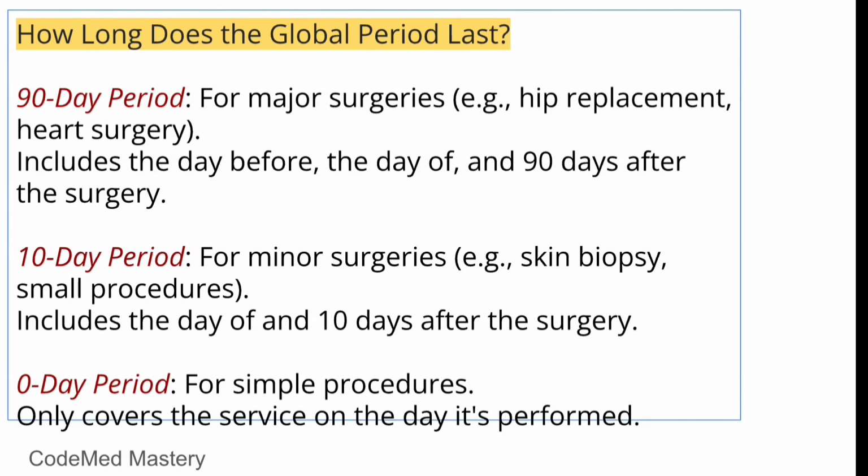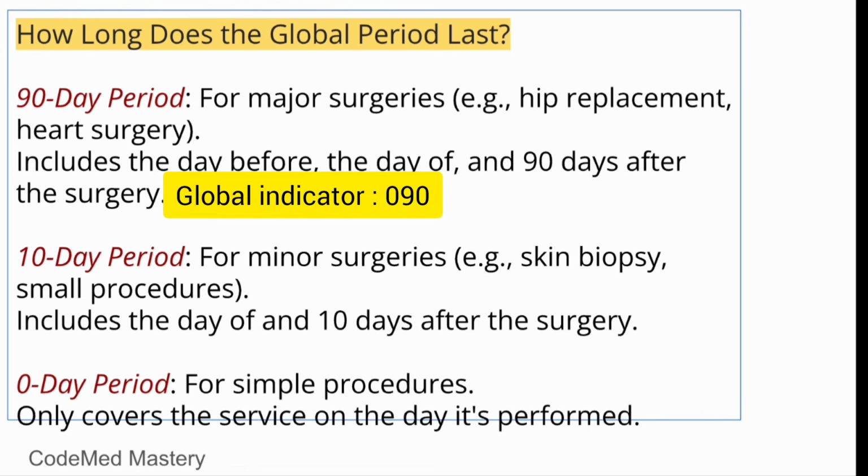Let us see how long the global period lasts. 90-day period. This is for major surgeries. For example, hip replacement, heart surgery. It includes the day before surgery, the day of surgery and 90 days after the surgery. Next is 10-day period. This is for minor surgeries. For example, skin biopsy or small procedures. It includes the day of surgery and 10 days after the surgery. Next is 0-day period. This is for simple procedures which only cover the service on the day it's performed.